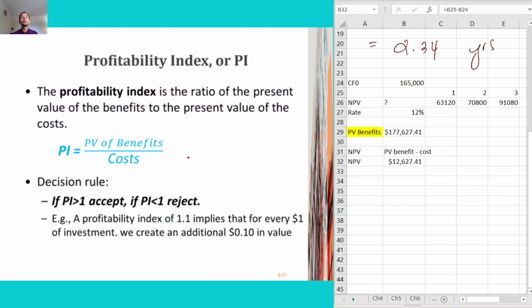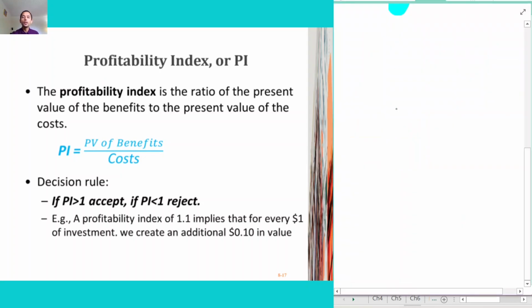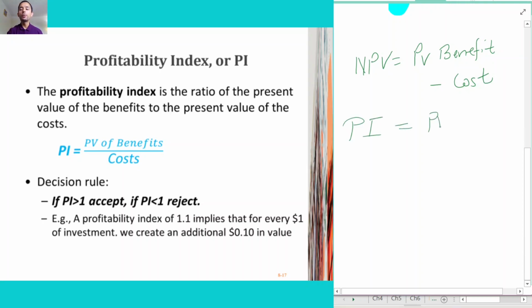So now moving on to something we call the profitability index. Profitability index, or PI in short, is very similar to the idea of NPV. Let me quickly show you here. We know NPV equals present value of benefit minus cost. Cost is already present value, right? It's at time zero. Time zero means present value anyway. So that is NPV. What about PI? PI is present value of benefit, exactly like for NPV. But instead of subtracting, we divide by cost.